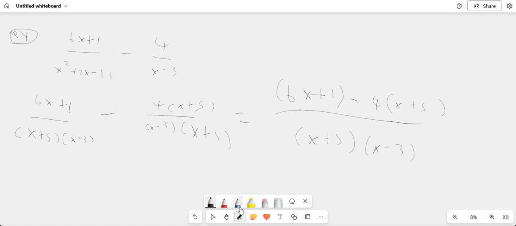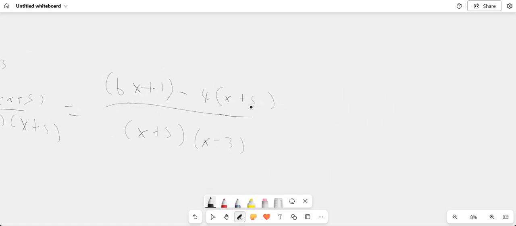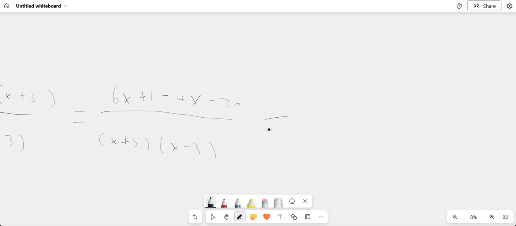And now from that, I can expand the right-hand side bracket, so minus 4 times x is minus 4x, over (x + 5)(x - 3), and then you get 6x plus 1 minus 4x minus 20, yeah? So minus 4 times 5 is minus 20, and that's the situation you get there. So as a result, you got 6x minus 4x, that's 2x. And then 1 minus 20, that's minus 19. All of that over (x + 5)(x - 3), yeah?